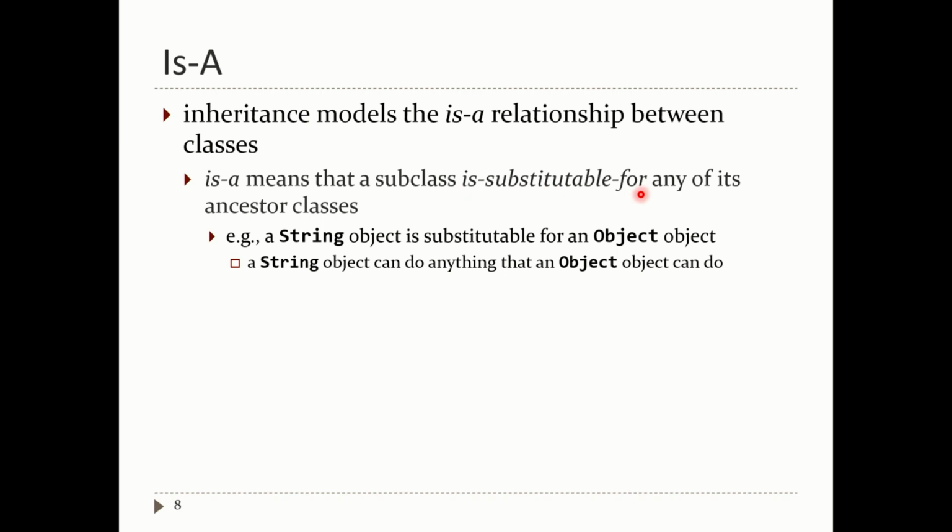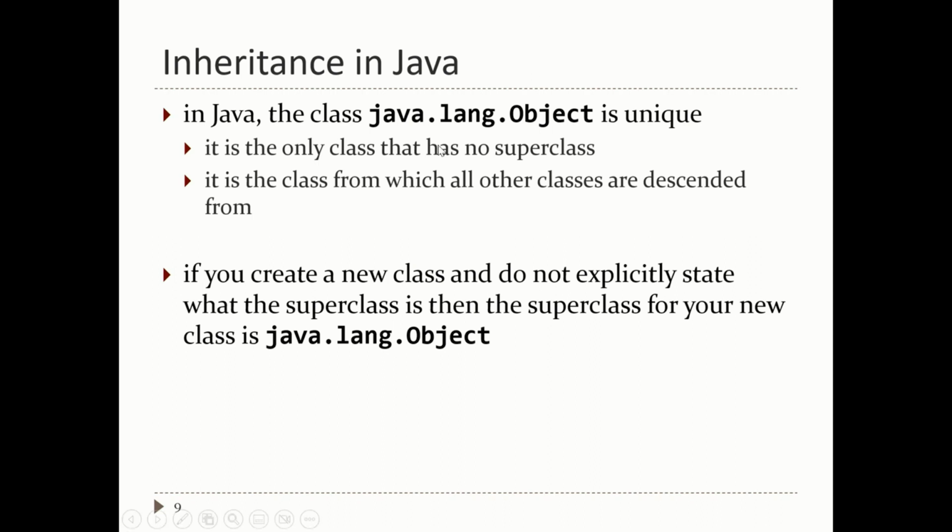So is substitutable for. Remember that phrase. All right, in Java, Object is special. It's unique. It's the only class in Java that has no superclass. And that means it's also the class from which all other classes are descended. When you make a class and you don't explicitly state what class you inherit from, then Object becomes the class that you inherit from. So its superclass is in fact Object. Your Matrix class from your lab, its superclass is also Object.